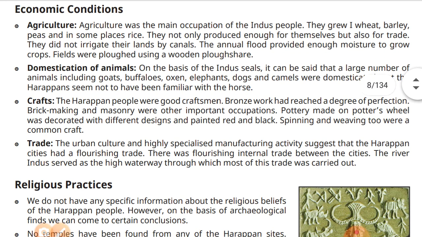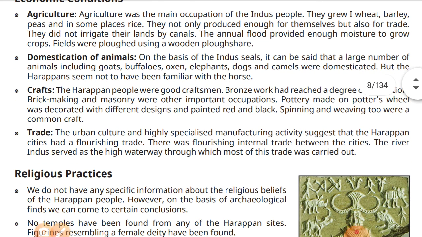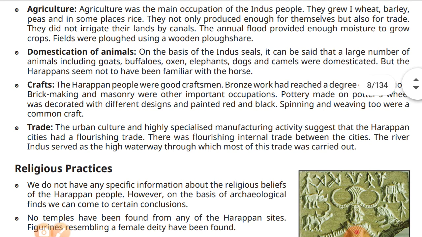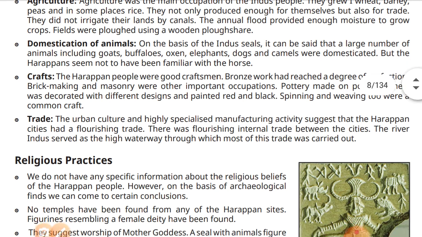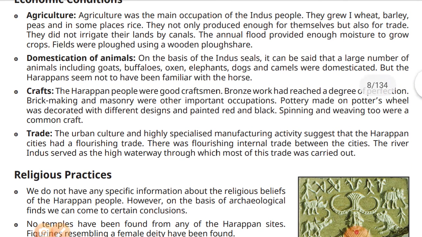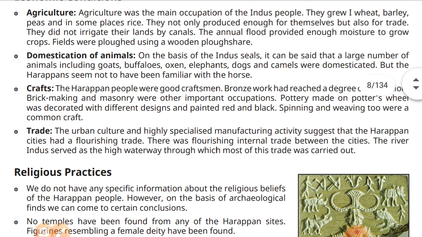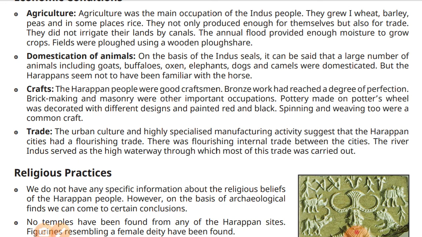The economic condition: agriculture was the main occupation. The Indus people grew wheat, barley, and peas, and in some places rice. They produced enough not only for themselves but also for trade.